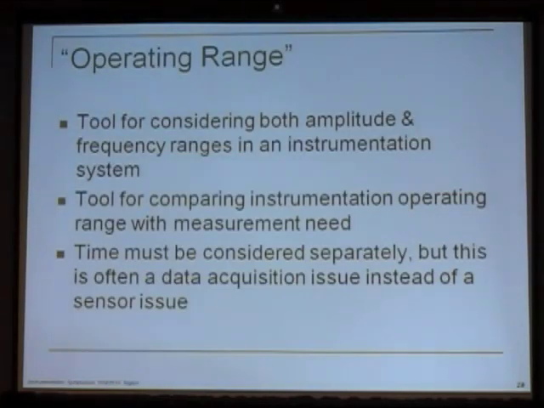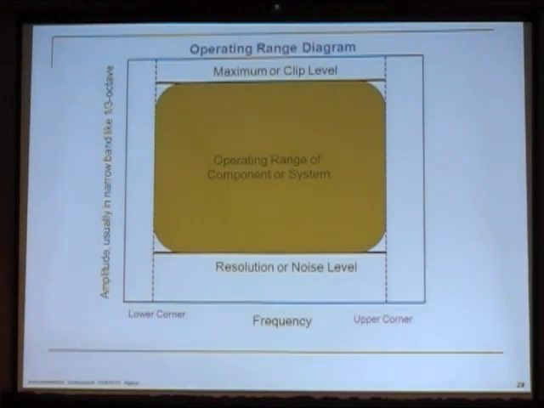So there's a tool that, it's not a new concept, but I've been working with colleagues in seismology to try to better define this and standardize it, called operating range. It's a tool for considering both amplitude and frequency ranges. It doesn't get into time. But it's a way to compare instrument operating range, the range of combined sensor and data acquisition, with your measurement need. You have to consider time separately, but you have to do that anyway: sample rates, storage, that sort of thing. So this is the basic idea of an operating range.